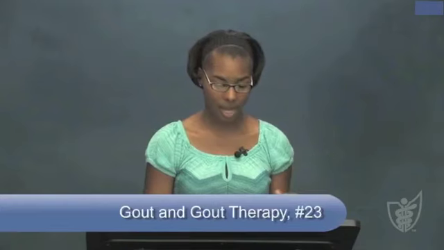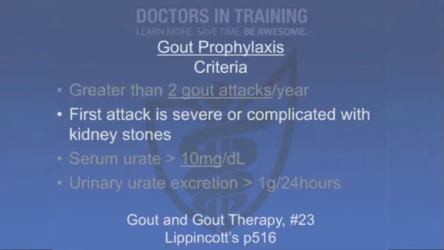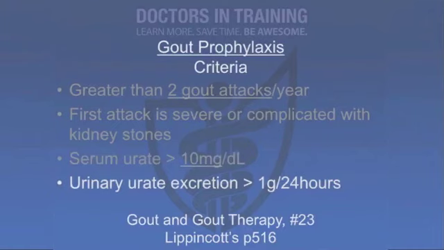For the indication for gout prophylaxis, there are basically 4 things that would prompt you to want to use prophylactic measures in patients who have gout. So if they have greater than 2 gouty attacks per year, if the attack is very severe, or if the patient has kidney stones. If their serum urate is greater than 10 milligrams per deciliter, the goal for patients with gout is to keep their serum urate less than 6. And also if their urinary urate excretion is greater than 1 gram in 24 hours.